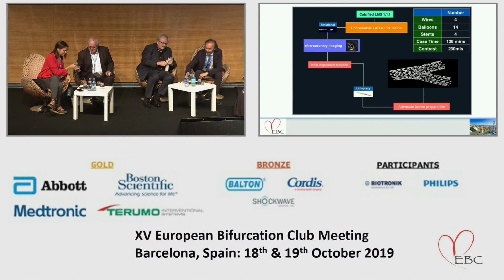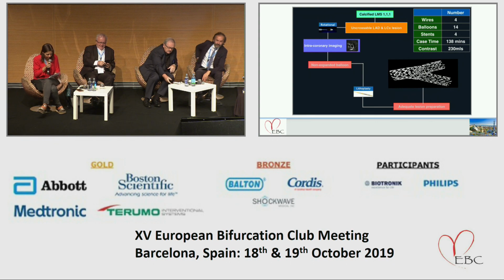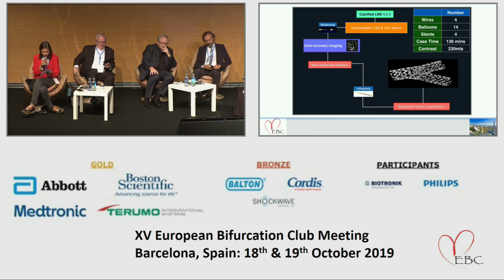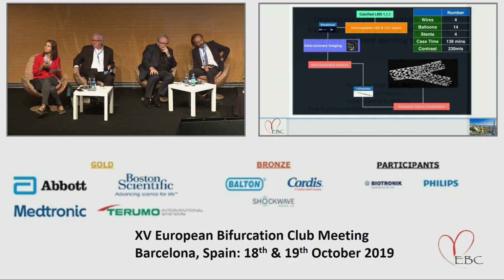The last case is going to be presented by Dr. Singh. It's another left main trifurcation treated with two different stent techniques.